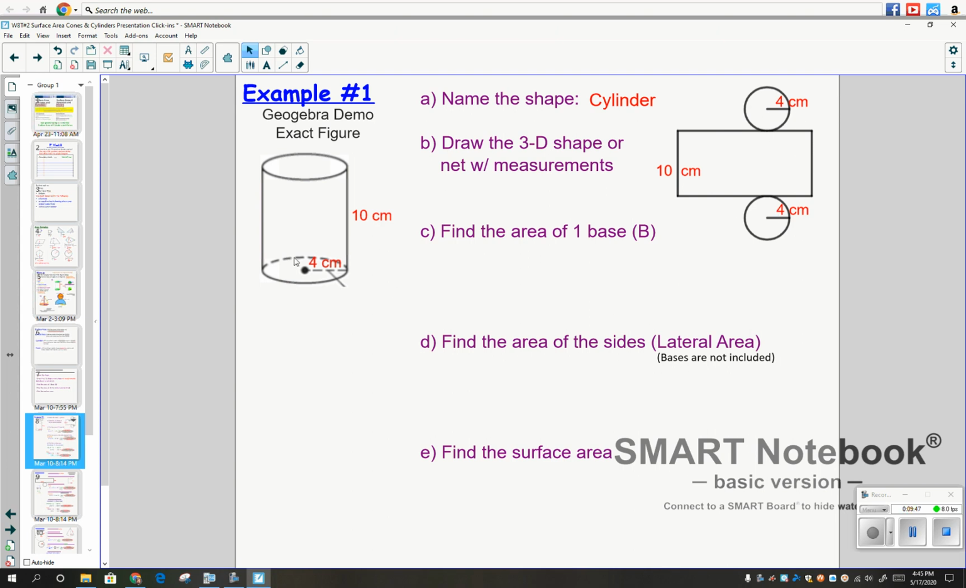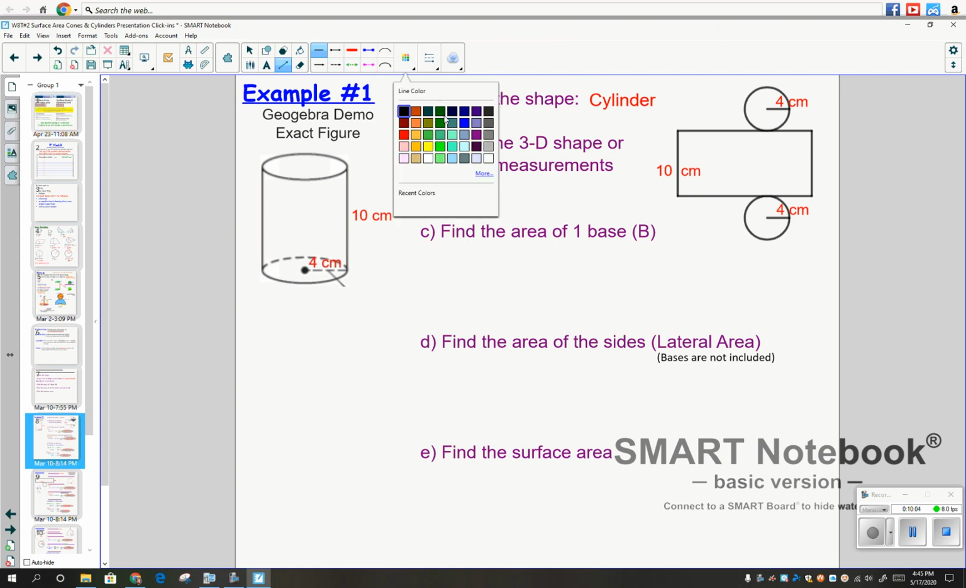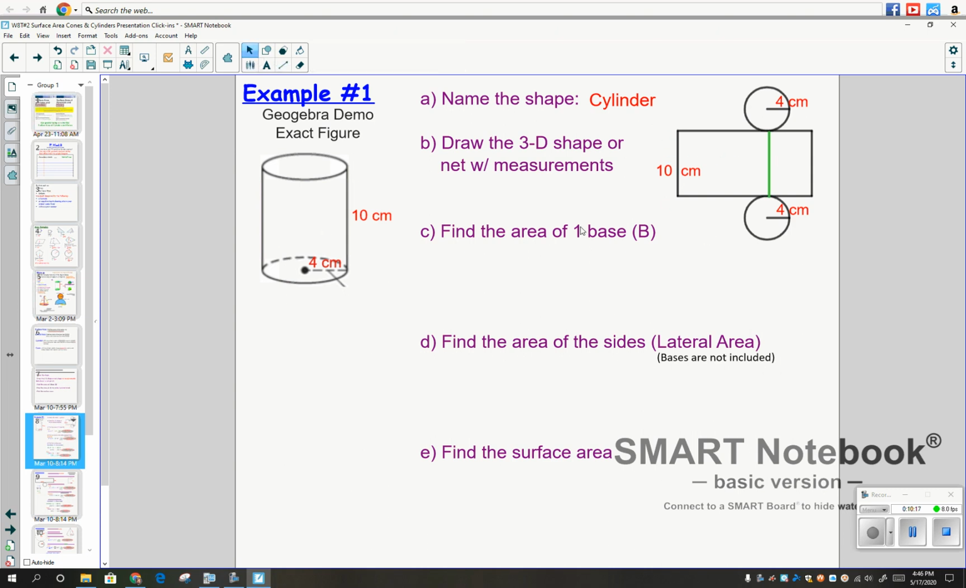So I've got a rectangle which represents the sides and 2 circles that represent the bases. If I fill in the measures, 4 centimeters is the radius of the base. So I've got the 4's labeled, and 10 is the height. It's the distance between the two circles. So if I drew in another line right between the two circles, that is also the height because it's the same segment as the 10 on the side. But that's my height.